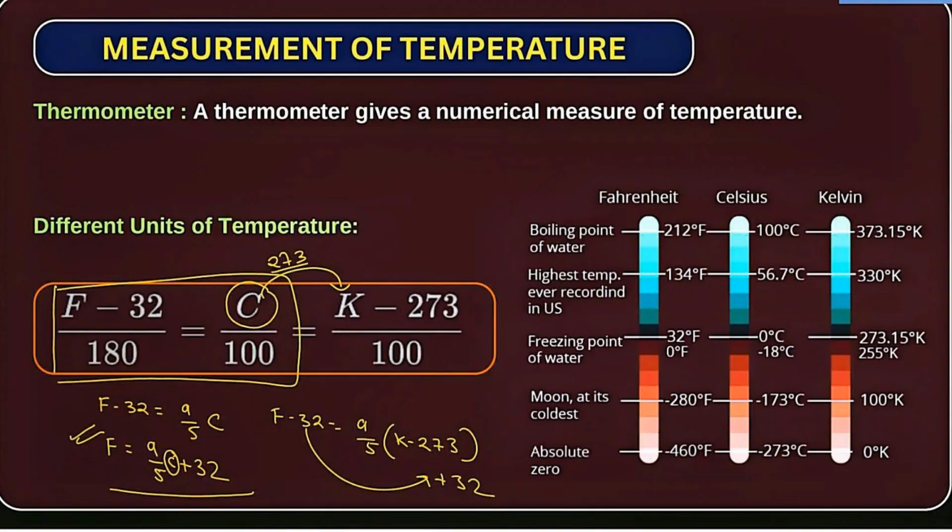Freezing point of water: 32 degrees Fahrenheit, 0 degrees Celsius, 273.15 Kelvin. Moon at its coldest: -280 degrees Fahrenheit, -173 degrees Celsius, 100 Kelvin. F equals 9/5 C plus 32. Absolute zero: -460 degrees Fahrenheit, -273 degrees Celsius, 0 Kelvin.